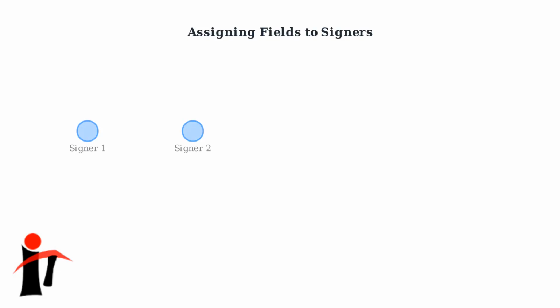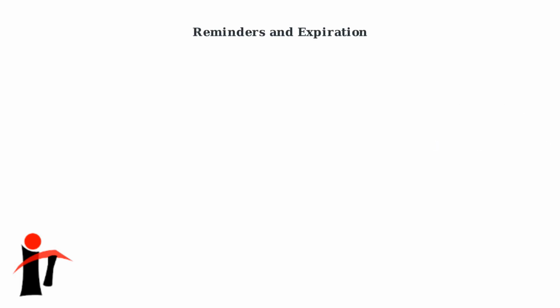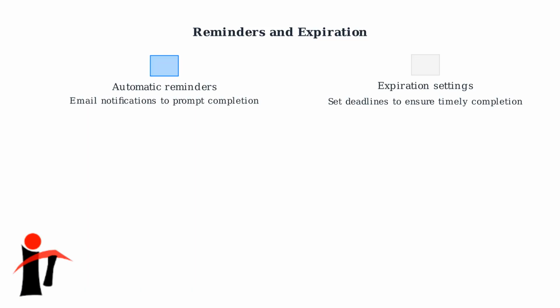Assign fields to specific signers in a sequence. This ensures the right person fills out each field, and the signing process follows a logical order. The interface allows you to select recipients and assign them specific actions, such as signing or providing initials, ensuring each field goes to the correct person. Set reminders and expiration settings to ensure timely completion. Automatic email reminders prompt signers, while expiration dates prevent documents from remaining open indefinitely.